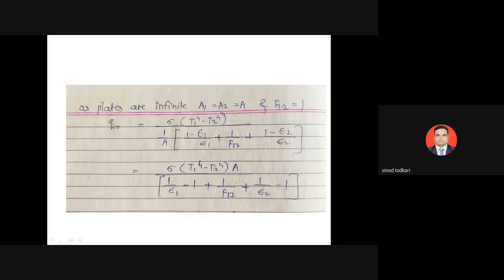So in this last stage, if we substitute F12 is equal to 1, this minus 1 and plus 1 will get cancelled, and finally we'll get this expression: QR upon A is equal to sigma into bracket T1 raised to 4 minus T2 raised to 4 divided by 1 upon emissivity of plate 1 plus 1 upon emissivity of plate 2 minus 1. Tell me very honestly, is this derivation clear to you? I will just repeat the final step. The radiant heat flux between two infinite parallel plates is given by the expression sigma into bracket T1 raised to 4 minus T2 raised to 4 divided by 1 upon epsilon 1 plus 1 upon epsilon 2 minus 1.